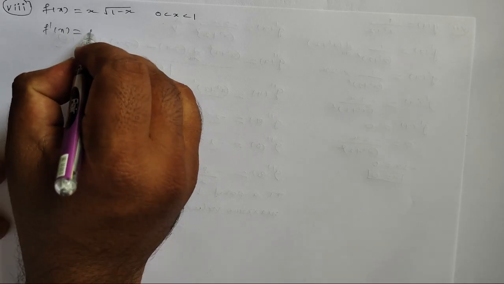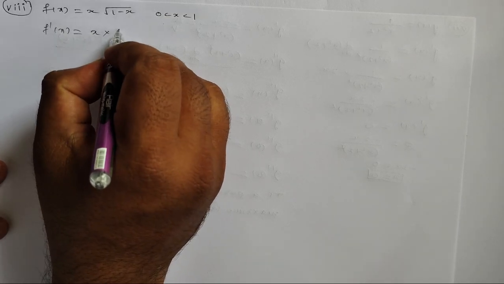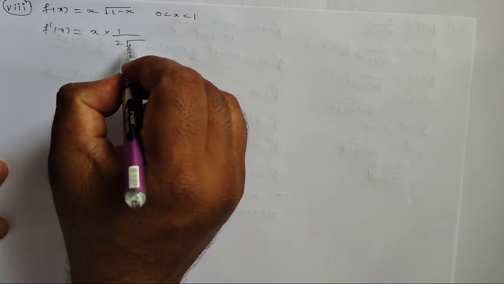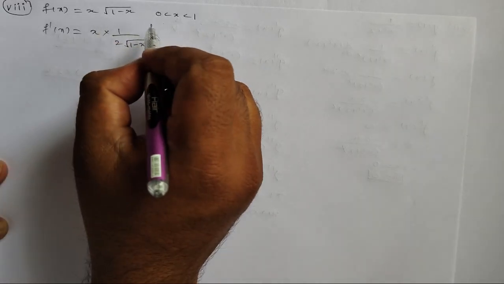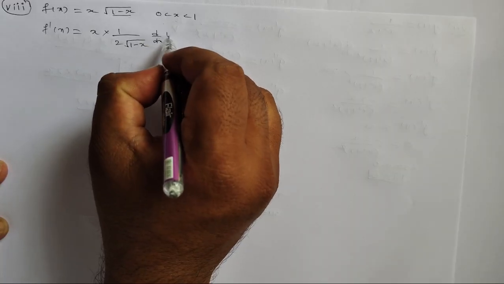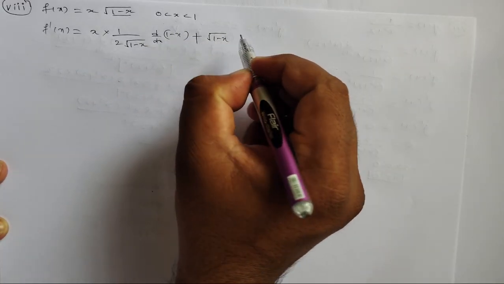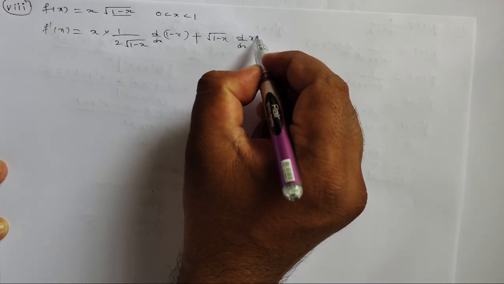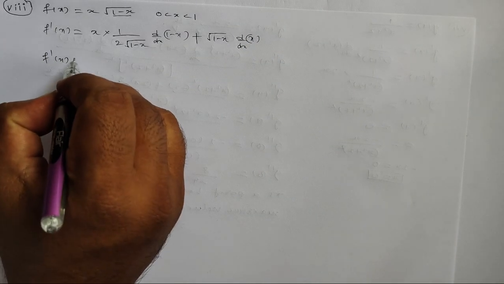f dash of x is equal to x as it is, and the derivative of root x becomes what? 1 by 2 root x. Here it is 1 by 2 root 1 minus x, so by chain rule again, the derivative of 1 minus x, plus root 1 minus x as it is, and the derivative of x. So next, f dash of x becomes what?